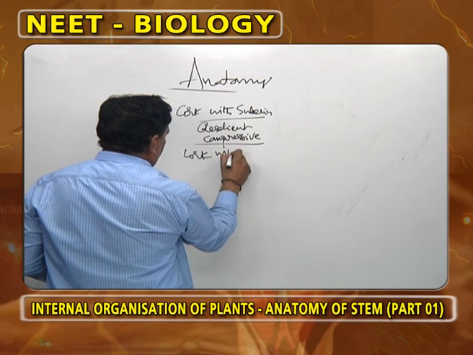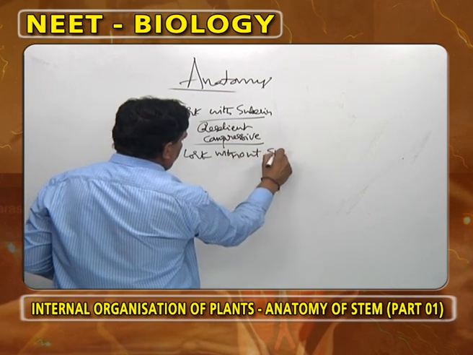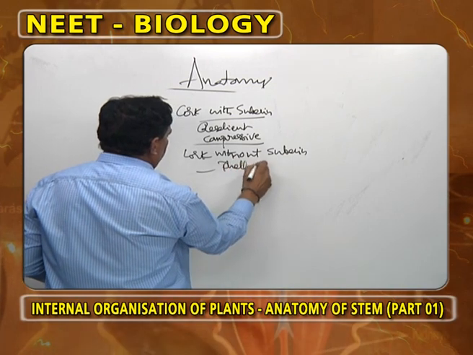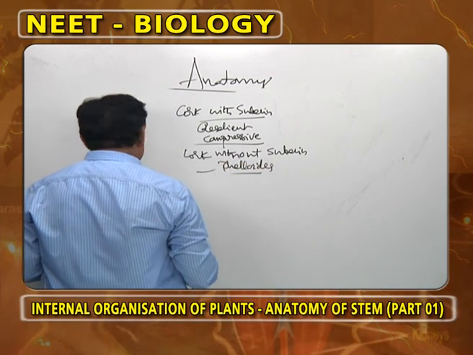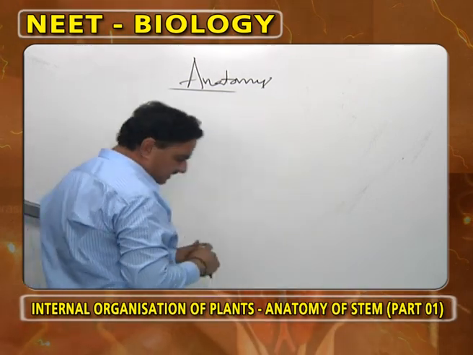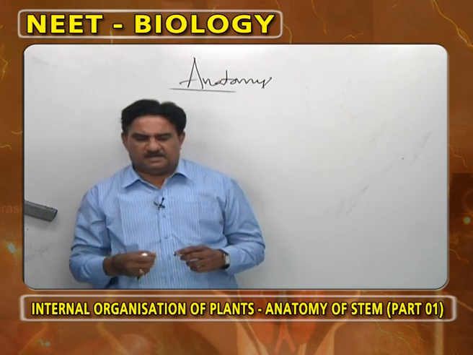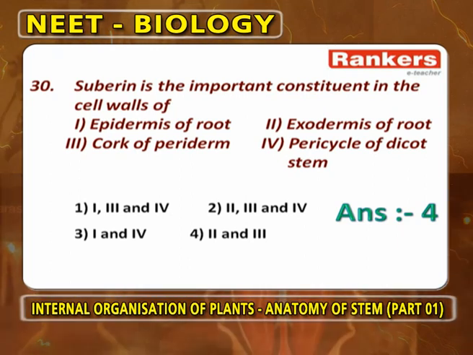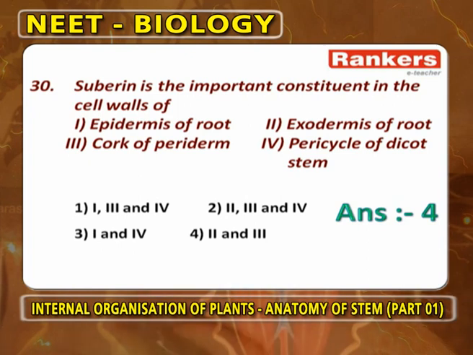Sometimes cork is not deposited with suberin. They are called phelloids. So cork with suberin is found in exodermis and cork of periderm. Pericycle of dicot stem is sclerenchymatous. Epidermis of root absolutely does not contain suberin. So, suberin is present in the exodermis of root and cork of periderm. Both definitely show suberin.